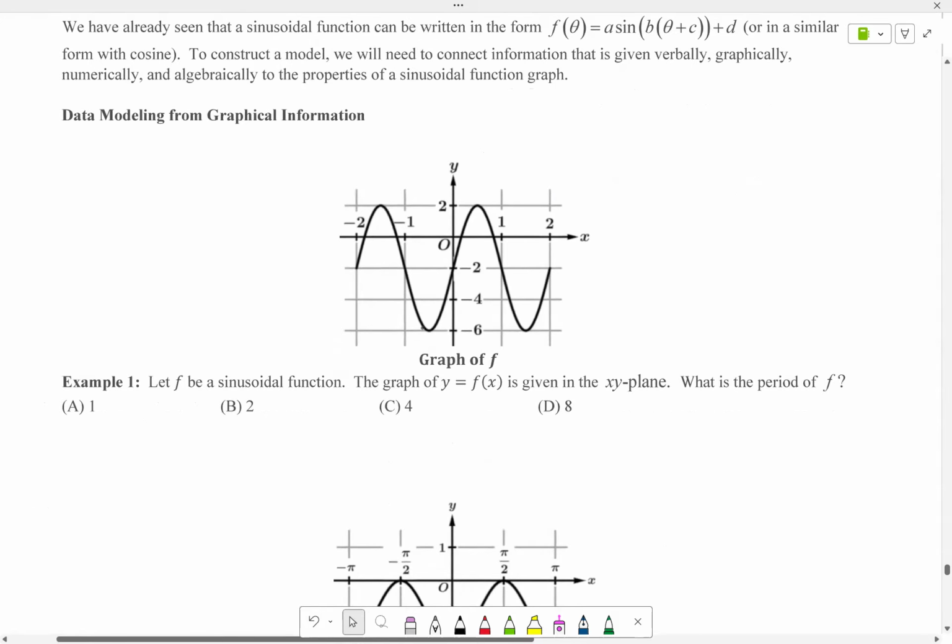Could you show me the period of f? It's 2. Yeah, the period is 2. Would you please take a moment just to discuss with your neighbor what the frequency is and what that means in this context?